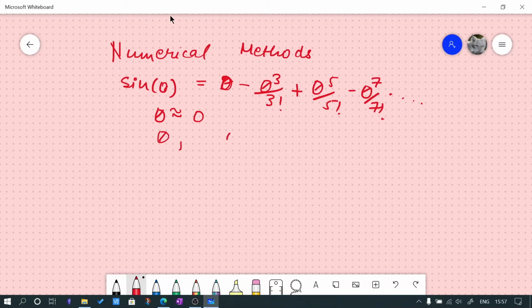since theta cube will tend to 0, since the number is of the form 0 point something. So when this number is squared or cubed, it will be a very small number. So this can be taken as an example of a numerical method, how we use approximations to solve equations and get solutions.